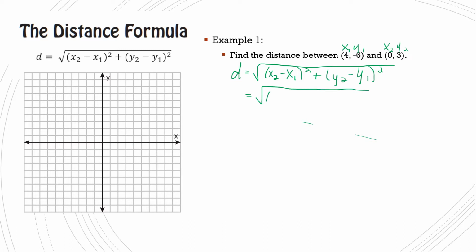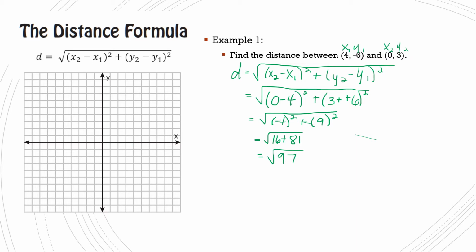So x2 it looks like is going to be 0. So 0 minus x1, which is 4, quantity squared, plus y2 is 3 minus y1 is a negative 6, again squared. So now let's just do a little bit of math. 0 minus 4 would be a negative 4 squared, plus when I have 3 minus a negative, those are going to turn into positives, so I'm going to get 9 squared. Now 4 squared is 16 and 9 squared is 81. So when I add those together, I should get the square root of 97.